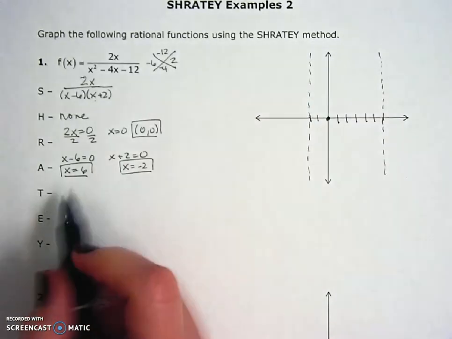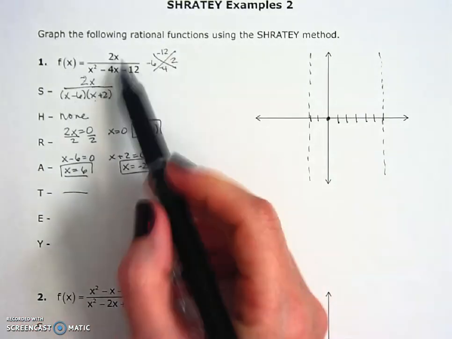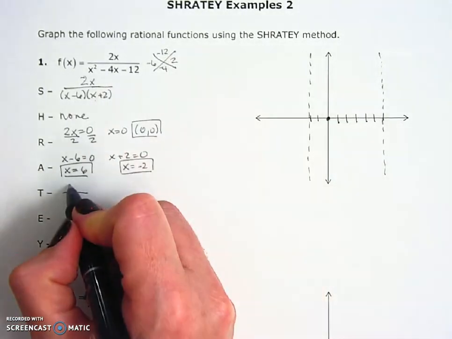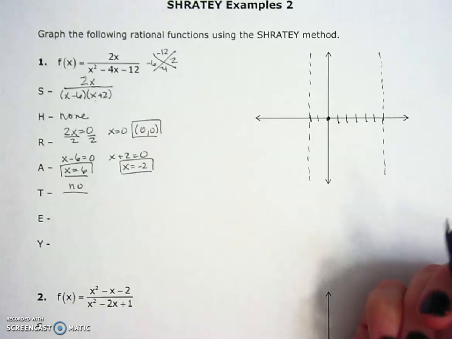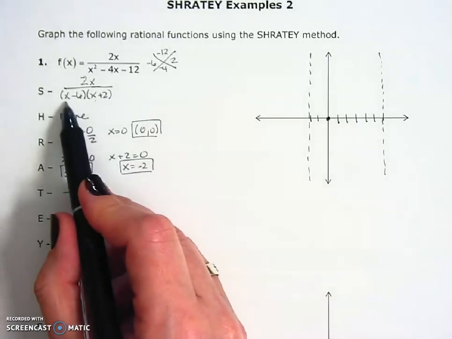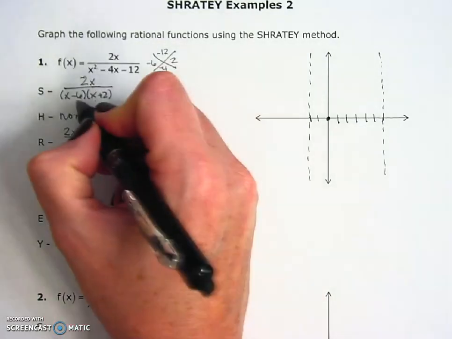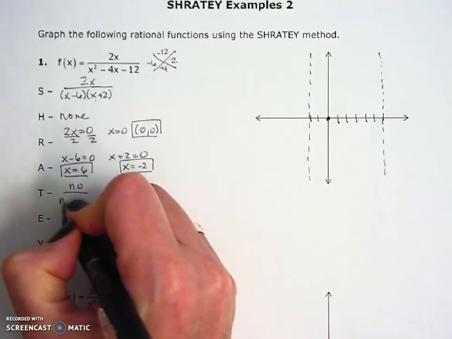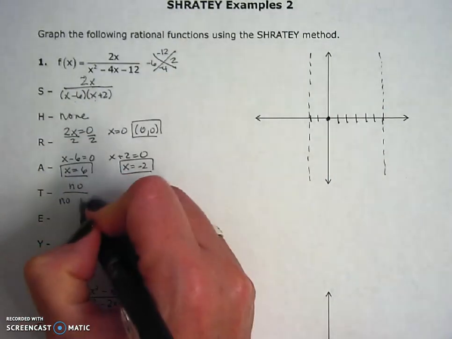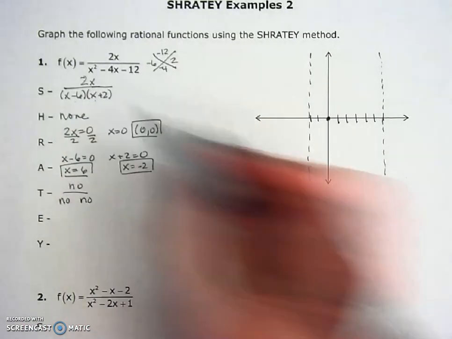T is for tangent over together, so in the numerator my factor is not squared, so no, it's not going to be tangent. And looking at these individual factors, neither of them are squared, so it's not together at x equals 6 and not together at x equals negative 2.